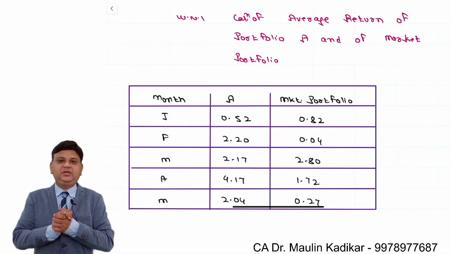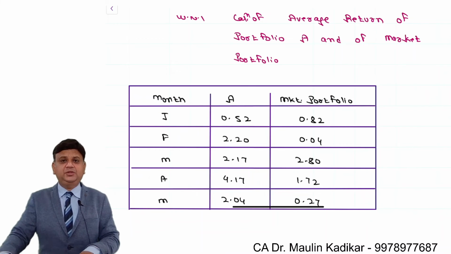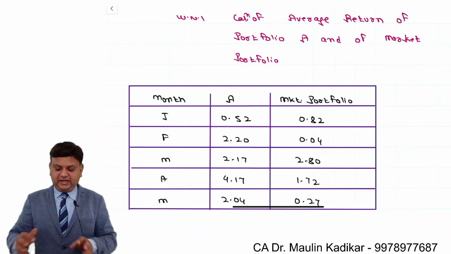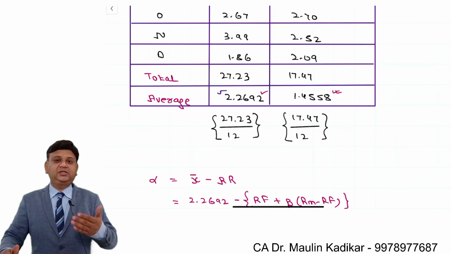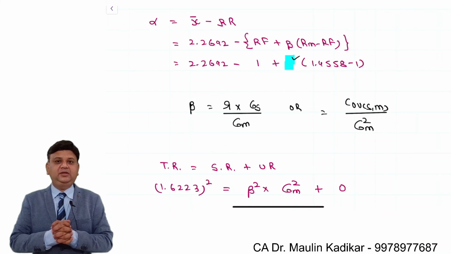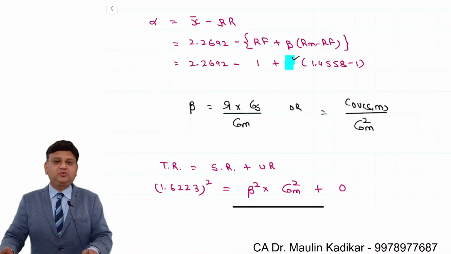Let us have a small summary of the entire answer. In the first part of the question, we are required to calculate the alpha of the security. For that, first of all, we have calculated the average return of the portfolio and the average return of the market portfolio. This is the first thing that we have done. Then alpha of the security is calculated as X bar minus required rate of return. X bar is 2.2692 minus required rate of return. So that will give us the alpha.